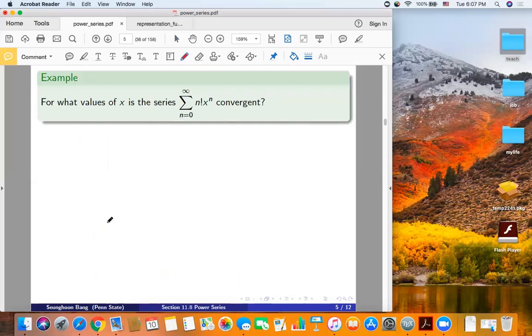The next one. For what values of x is the series, summation n equal to 0 to infinity, n factorial x to the n, convergent? So let me see.